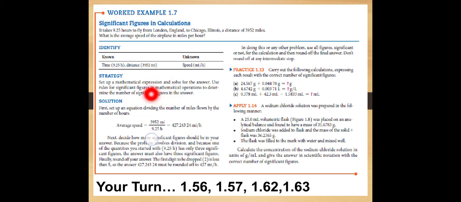There are three significant figures in 9.25 and four significant figures in the distance. So we have to consider the least significant figures. Our answer must be 427 miles per hour, and we have to round off up to three significant figures. These are simple basic calculations. You can do it on your own.